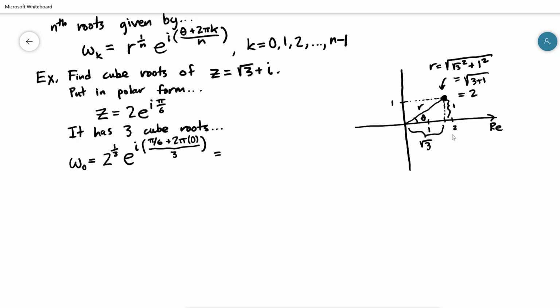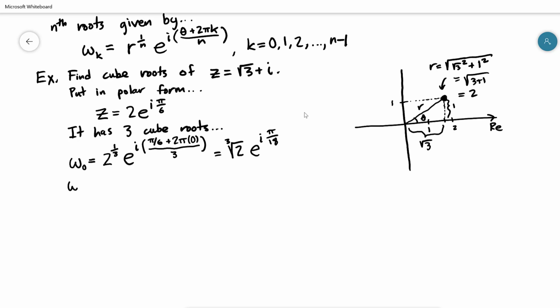And so if I simplify this, that 2 to the 1/3, I can just write as the cube root of 2. And this 0 over here will make this entire term 0, so I really just have pi over 6 divided by 3, which is going to be pi over 18. So e to the i, pi over 18. So there's one of the roots.